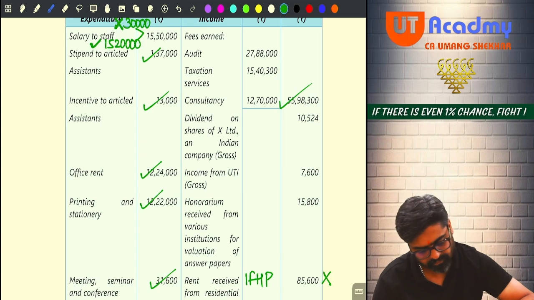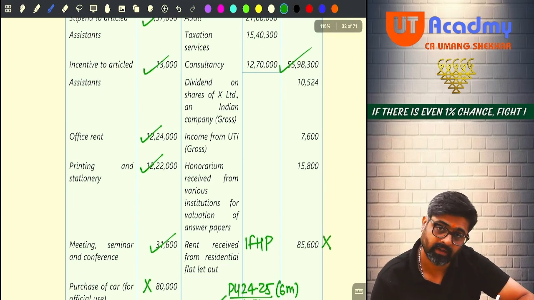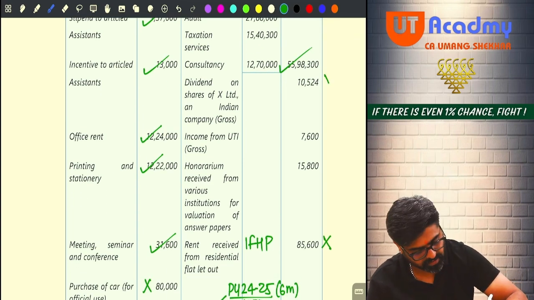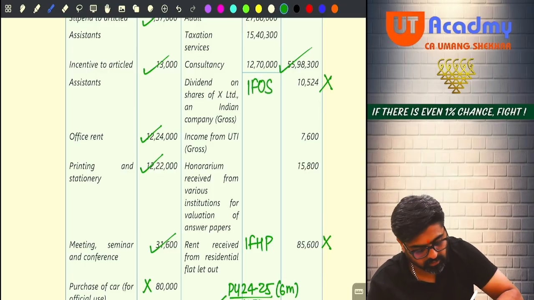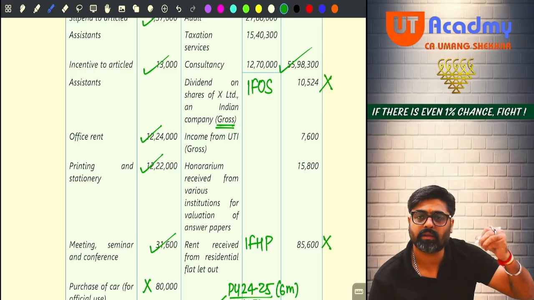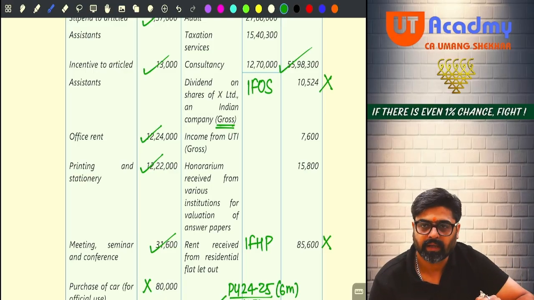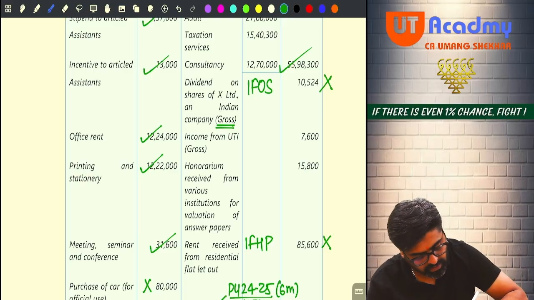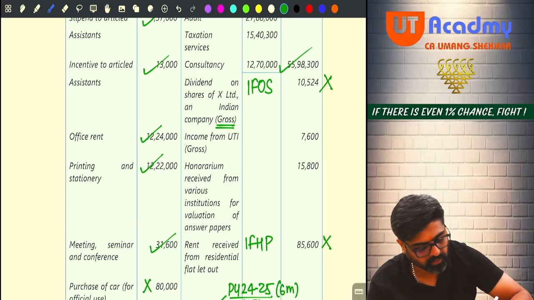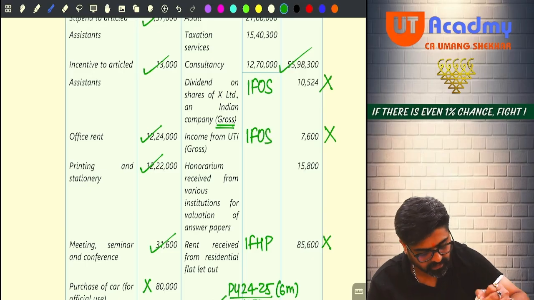PGBP income. Then dividend. Is dividend your PGBP income? Not your PGBP income. Then which head? IFOS. And this is gross, so the entire 10,524 will be taxable. Income from UTI, Unit Trust of India, is also not your PGBP income. This is your IFOS income.